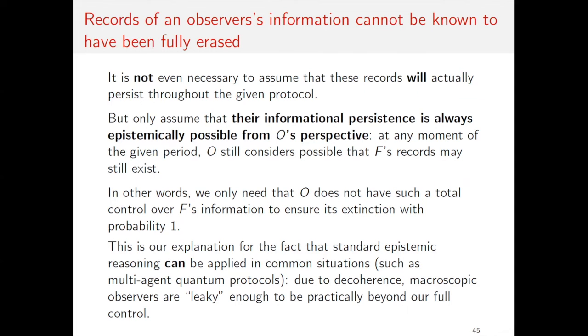And as I mentioned, I just want to stress, it's not even necessary to assume that the records will actually persist. It's just that as far as the O is concerned, the background observer, he cannot be sure that the records have been erased, that any trace of that information has been erased from them. He can never be sure during the protocol of that. So it's epistemically possible from my perspective that the friend leaked something. And as long as it's possible, even with small probability, the paradox doesn't arise.